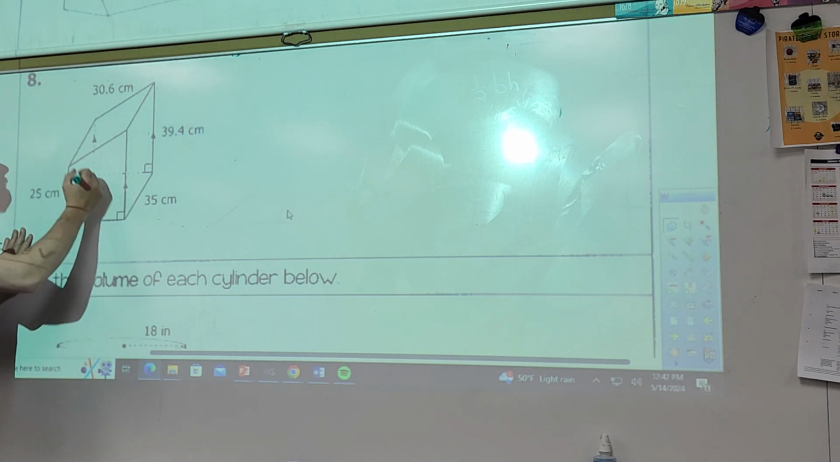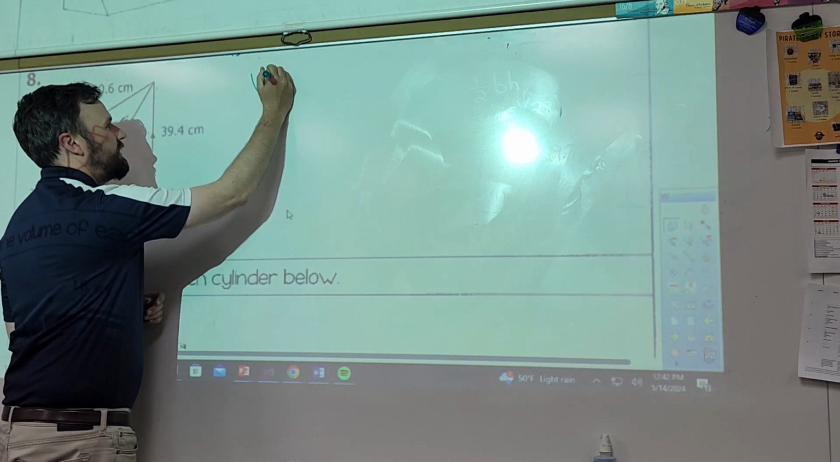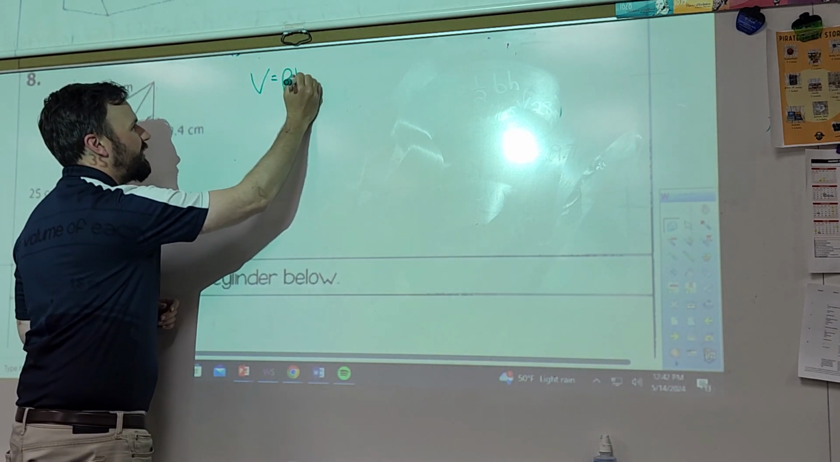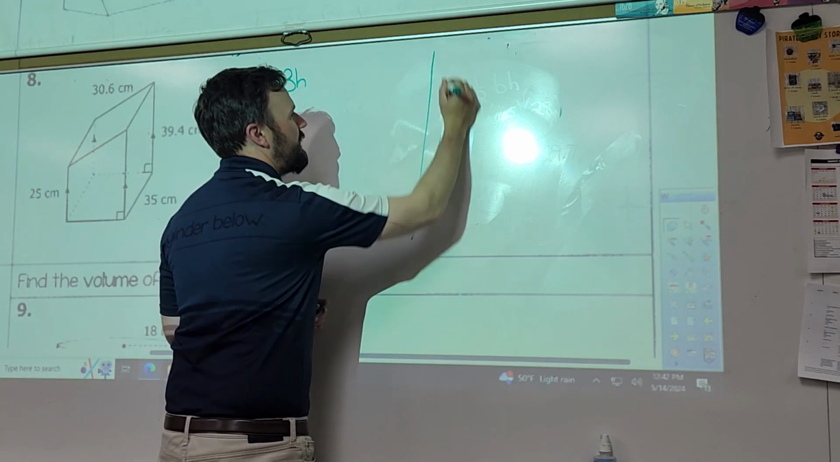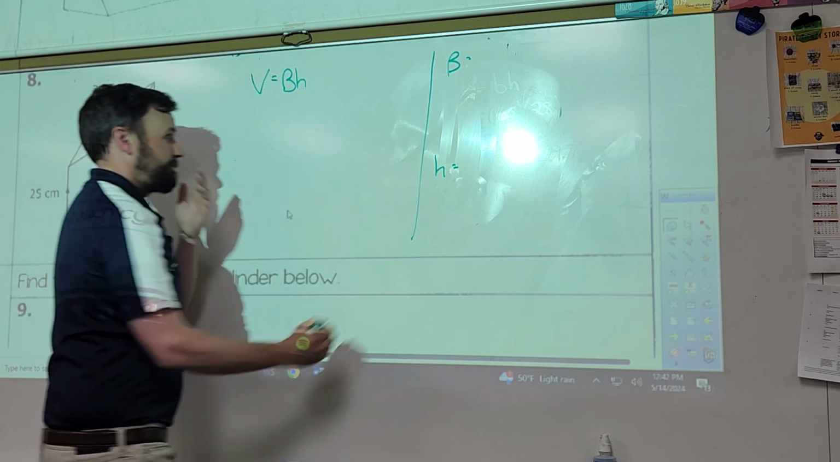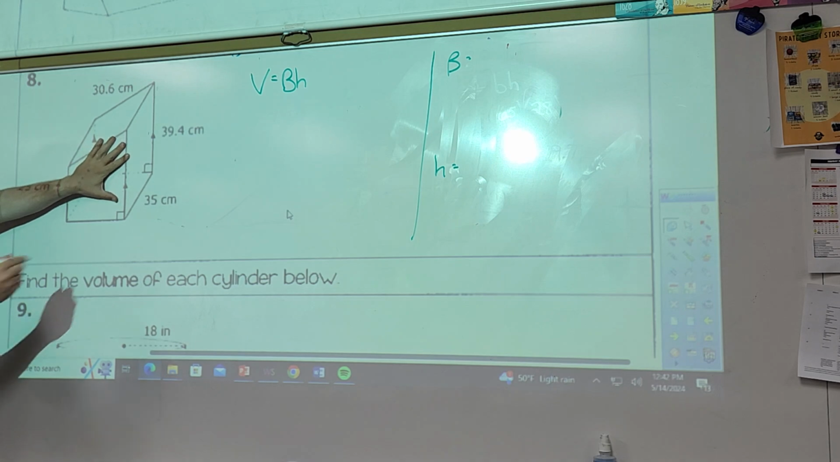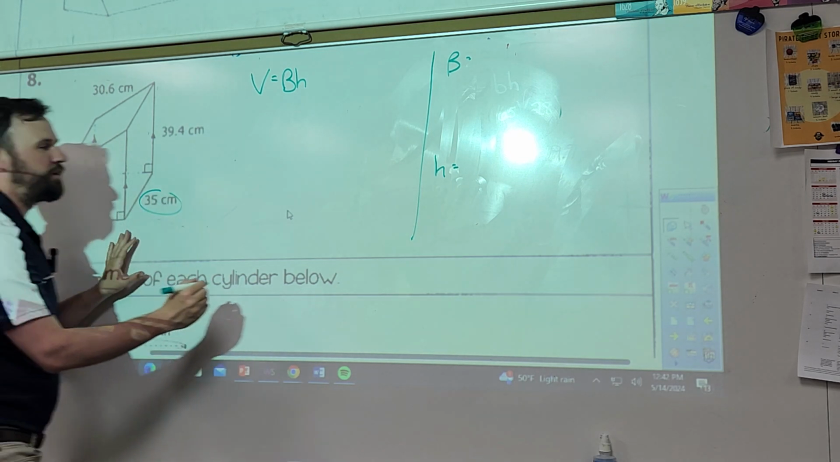All right. Let's take a look at this piece. This is going to be one of the most complex ones we would see. We're going to do volume equals base times height. I got to find that base. I got to find that height. You guys want to do the easy one first just because why not? What's my height of this beast? 35, right? The distance between.